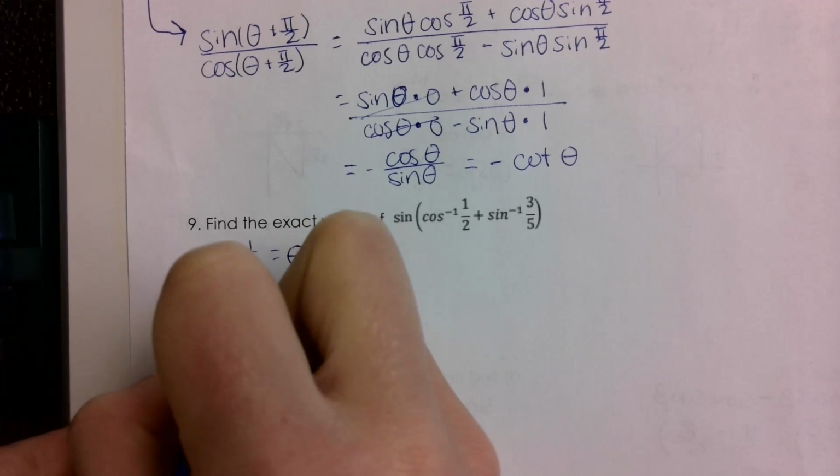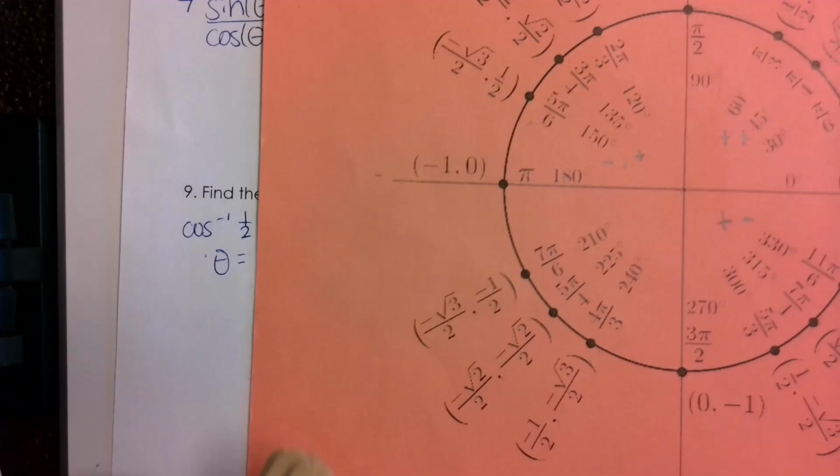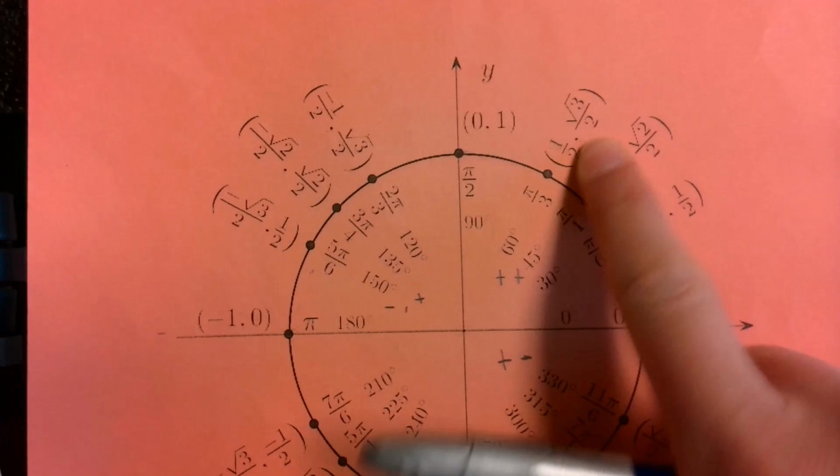It would be easier to use your unit circle, because you can get pi over 3. Your calculator is just going to give you that, so look on your unit circle. Where does cosine equal 1/2? Pi over 3. So that's super easy. So we'll go pi over 3.